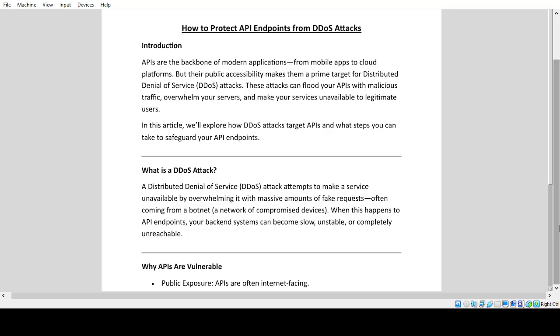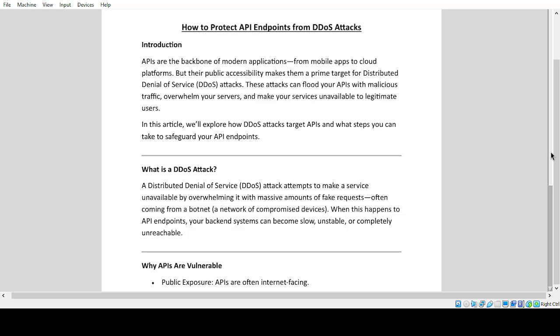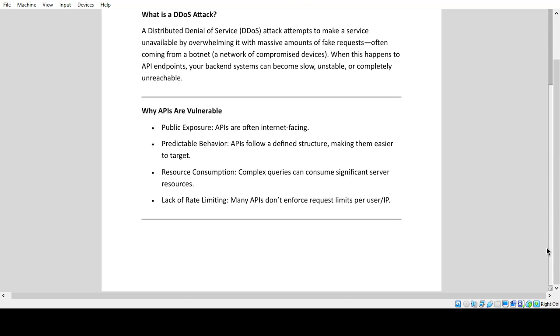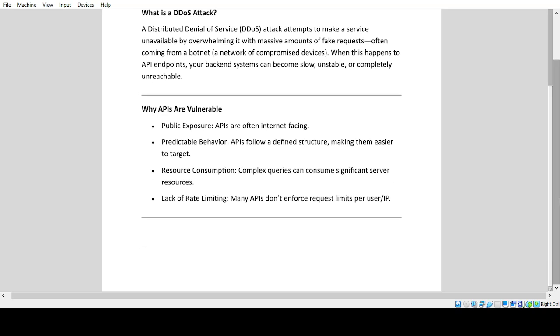endpoints. What is a DDoS attack? A distributed denial of service (DDoS) attack attempts to make a service unavailable by overwhelming it with massive amounts of fake requests, often coming from a botnet, a network of compromised devices. When this happens to API endpoints, your backend systems can become slow, unstable, or completely unreachable.